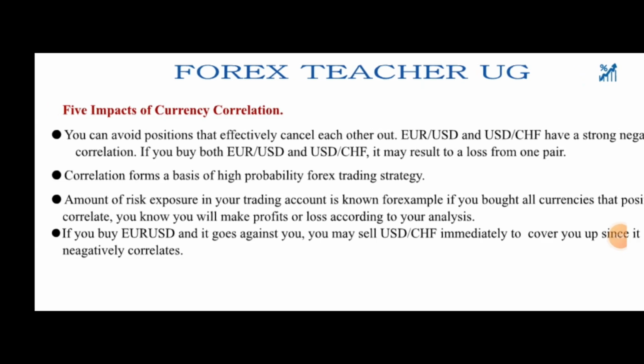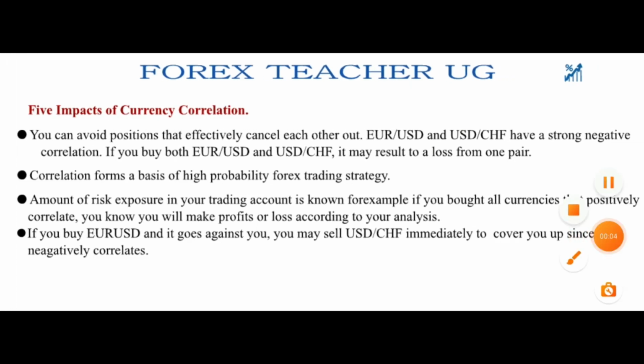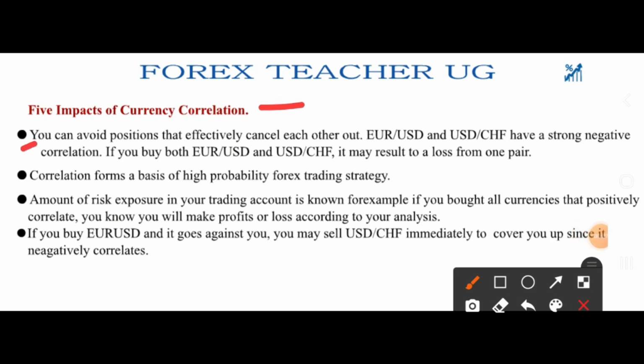Let's talk about the impacts of currency correlation. I'm giving you these 4 highlights. First, you can avoid positions that effectively cancel each other out. For example, EUR/USD and USD/CHF have a strong negative correlation. If you buy both EUR/USD and USD/CHF, it may result in a loss, because when you buy one, you have to sell the other. So if you find yourself in a position of buying both, just know that it's going to affect your trades.